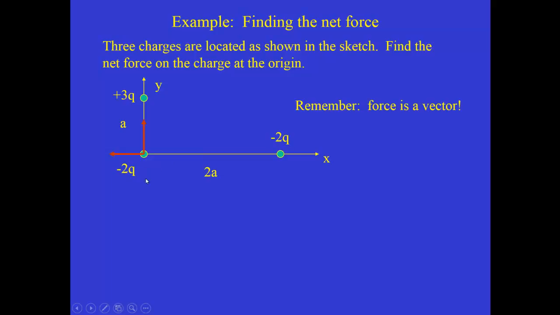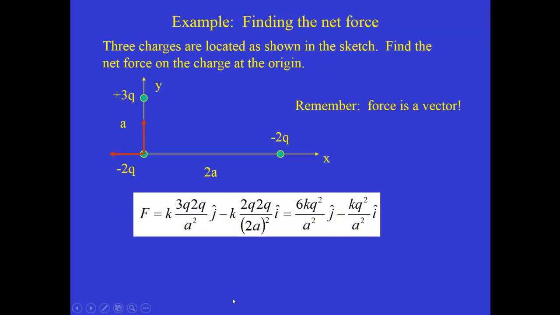So those two forces, if we can calculate those, and we'll use the unit vector notation that we learned how to use earlier in the course, and we'll just add those two forces together. So the force acting along the positive y direction has the magnitude given by the Coulomb constant times 3q 2q over a squared, and that's in the j hat direction. Then there's going to be a force in the negative i hat direction given by k 2q 2q over the distance 2a squared. The minus sign takes care of the direction, that's along i hat.